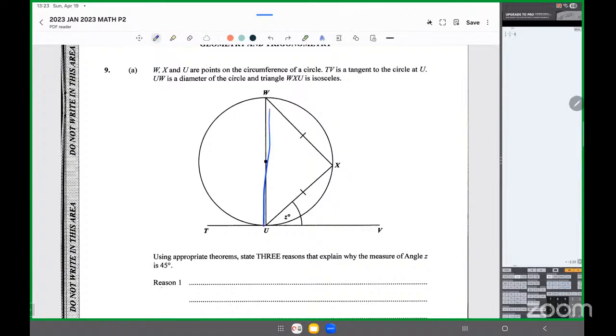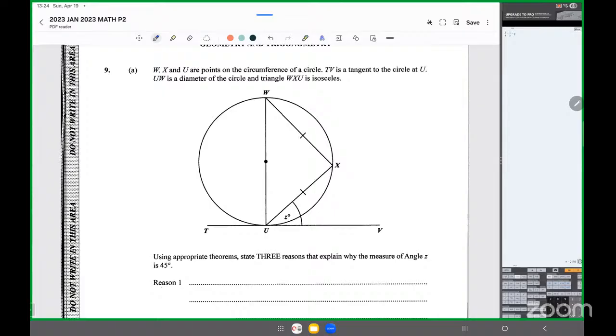That's a diameter. Remember, angle subtended by a diameter is 90 degrees. So that angle right here is 90 degrees. Angle subtended by a diameter is 90 degrees. Remember? And this is an isosceles triangle. It's also an isosceles triangle. That length equals that length, so this angle and this angle are the same.